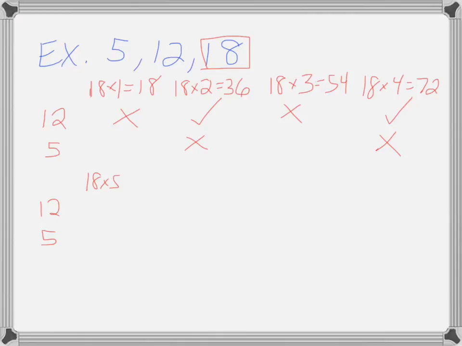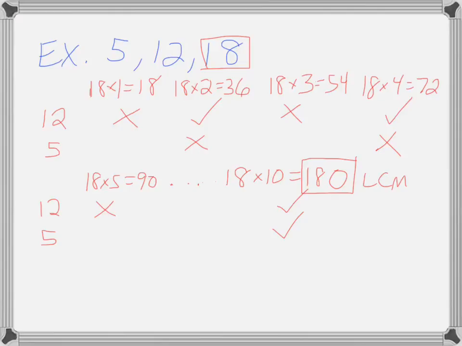18 times 5 is 90. 12 won't divide into 90. So you're going to keep going like this all the way to 18 times 10. When you get to 18 times 10, which is 180, 12 divides into 180 and also 5 divides into 180. So our least common multiple is 180. Least common multiple is used to reduce fractions.